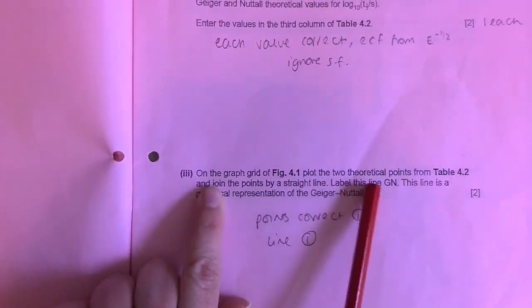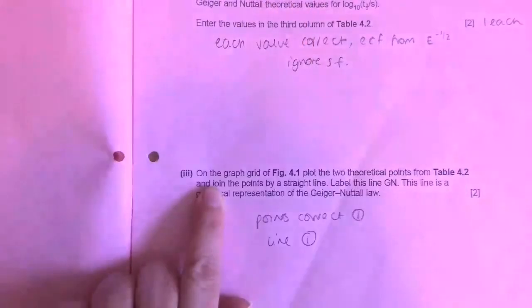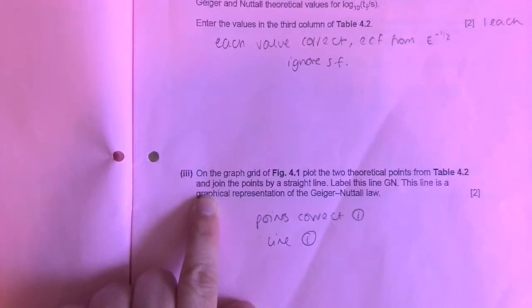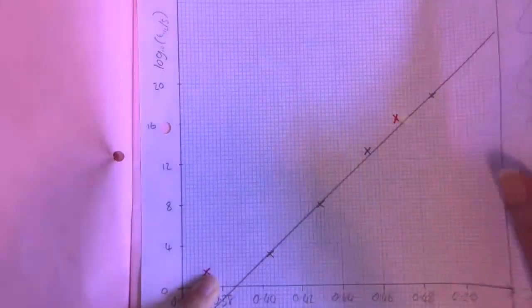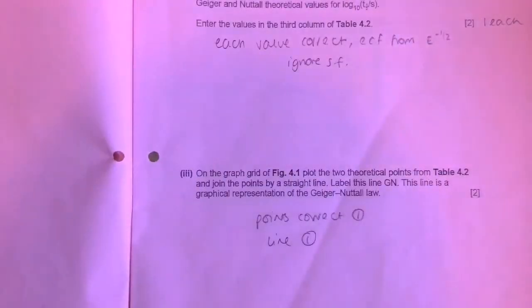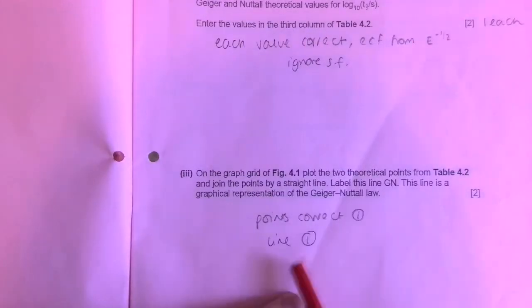Part 3. On the graph here, plot the 2 theoretical points from table 4.2, so the one up here. Join the points with a straight line and label the line GN. I didn't actually draw my line on in the end, but they're my 2 points, so you should have a line labelled GN. Points correct, and your line.